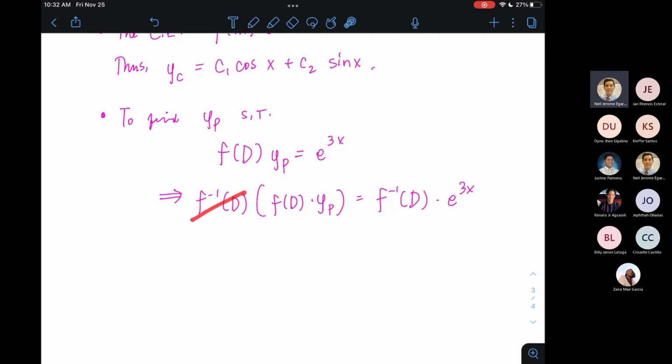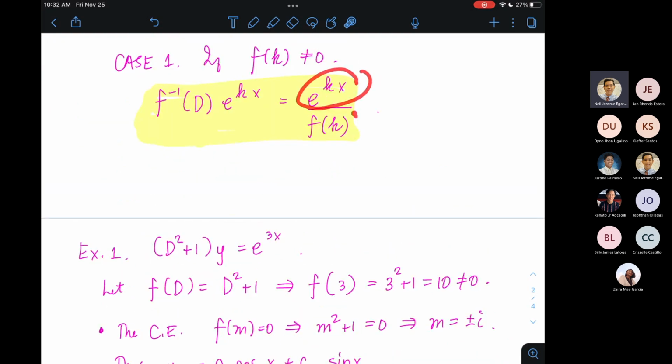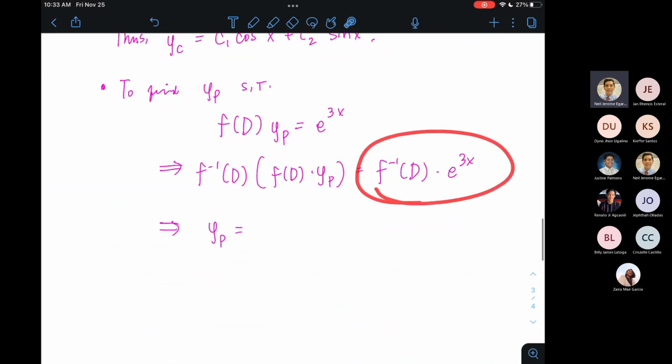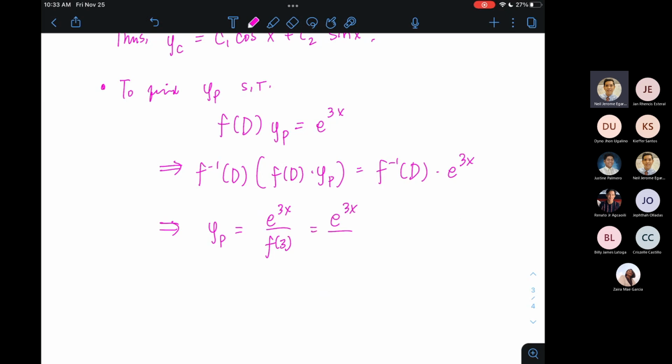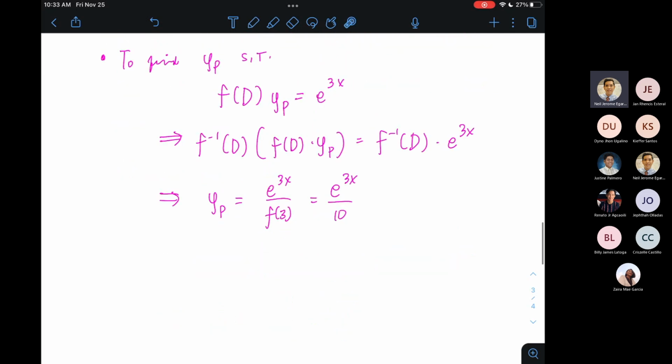So I know that f inverse D is the inverse of f of D, so they will just undo each other. So we'll be left with y sub p on the left side. And here we have f inverse of D applied to e to the 3x. We know that case 1 applies. So that means f inverse of D applied to e to the 3x is simply e to the 3x all over f of 3, right? And this is valid because f of 3 is not equal to 0. So this would be e to the 3x over 10, right? We got f of 3 earlier to be equal to 10, not 0.